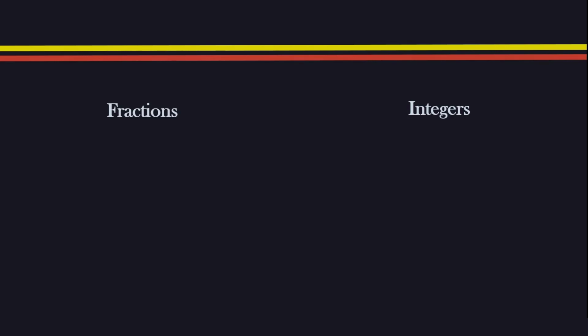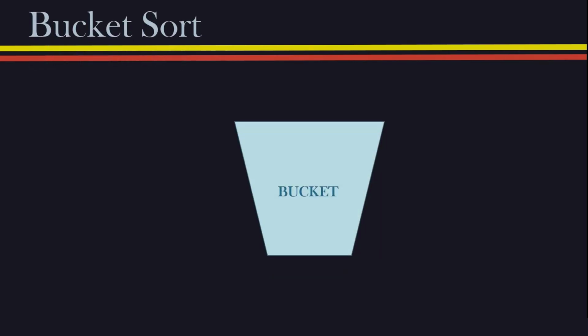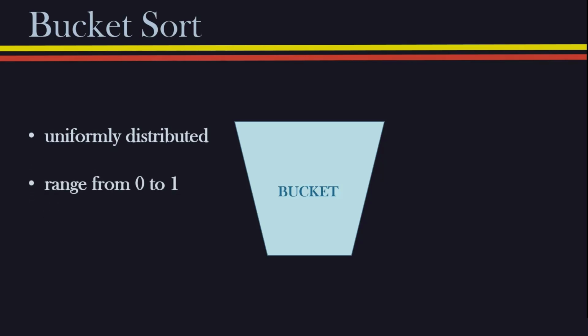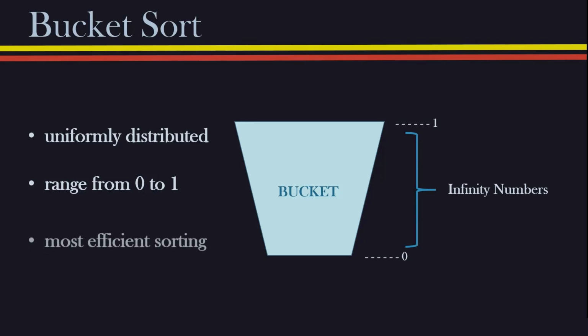But which algorithm can be efficient if we want to sort values within a certain range? Well, bucket sort is mainly useful when input is uniformly distributed over a range. For bucket sort, the set of floating point numbers are in the range from 0 to 1. As we know that there can be infinite numbers between the range 0 to 1, bucket sort is one of the most efficient sorting algorithms to sort the given numbers in this range.